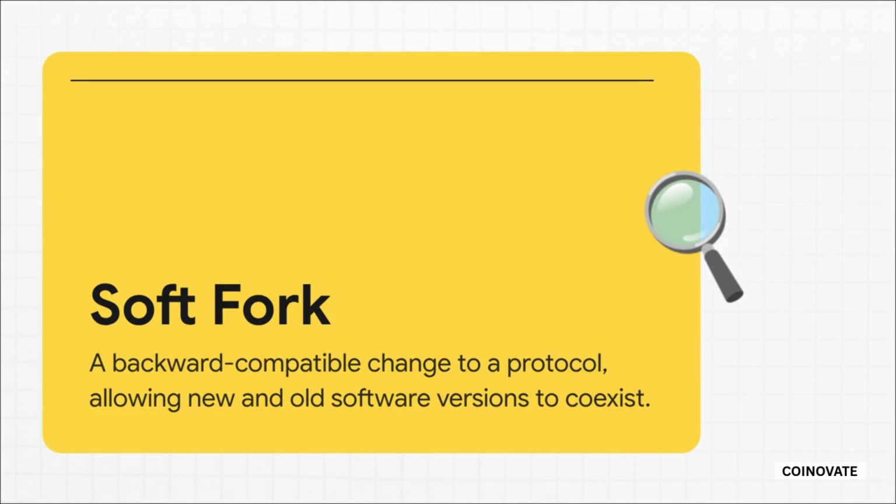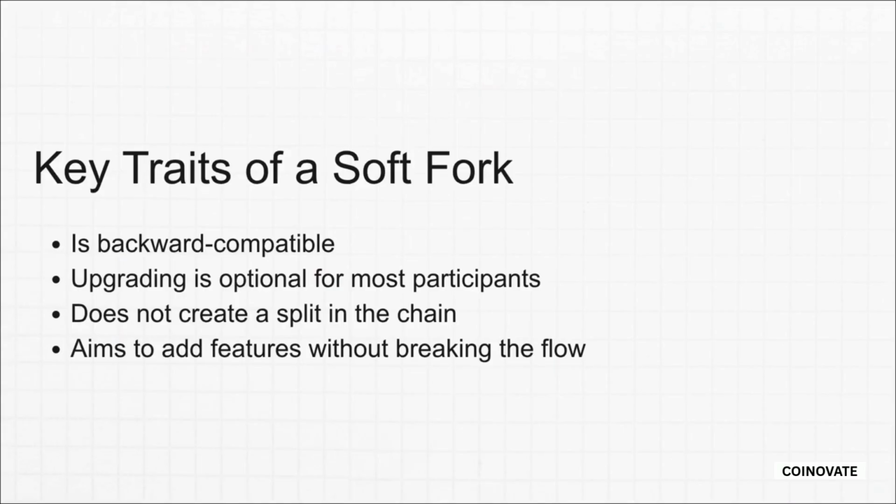Even if you're reading an older copy without the edit, you can still follow along with the main story just fine. And because it's backward compatible, upgrading becomes optional for most people. See, nodes that don't upgrade can still participate, they can still validate transactions, they just might not understand the fancy new features. The really important thing to get here is that a soft fork lets you add new rules without breaking the old ones, and that avoids forcing the entire network to split in two.